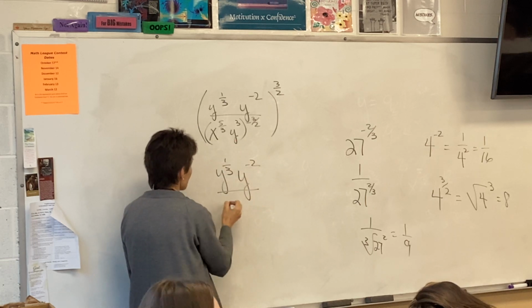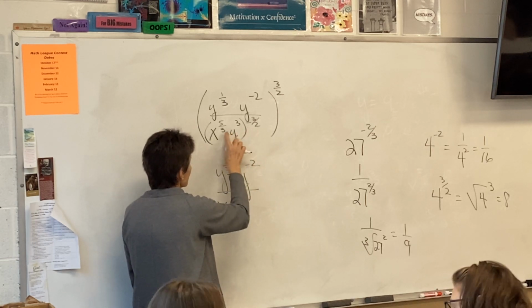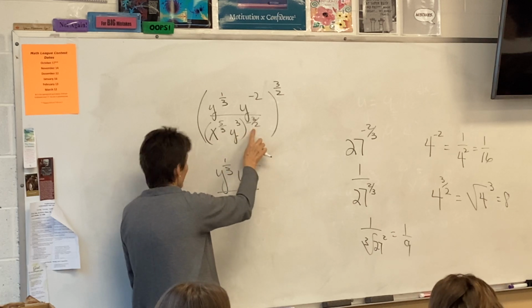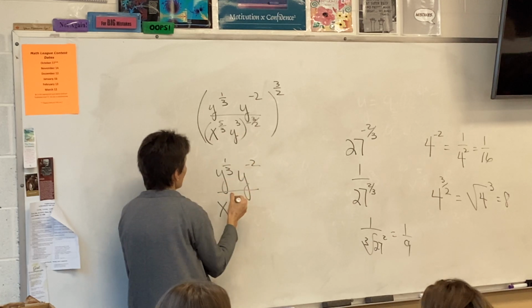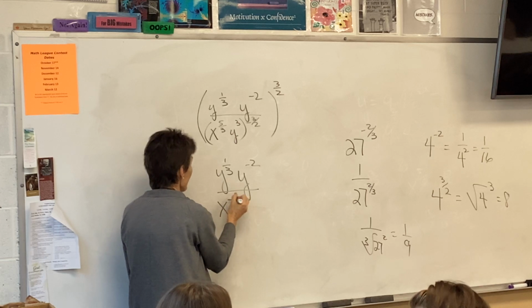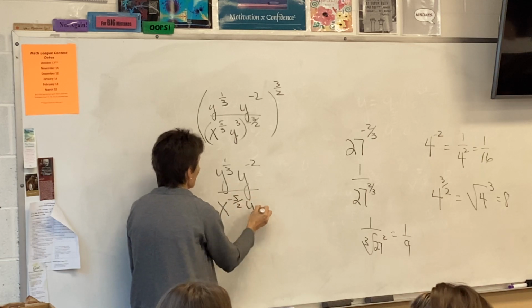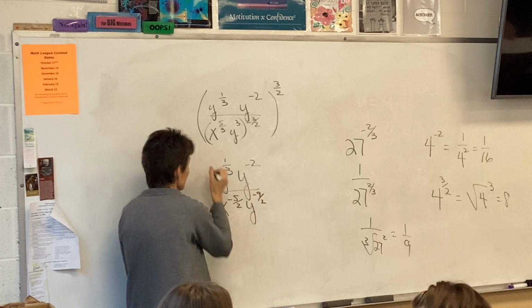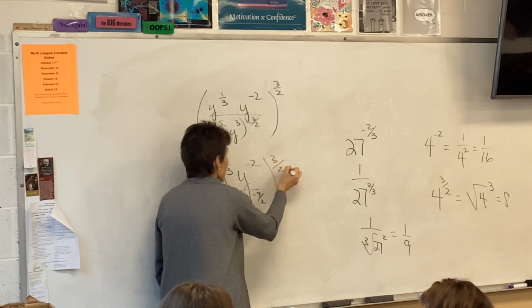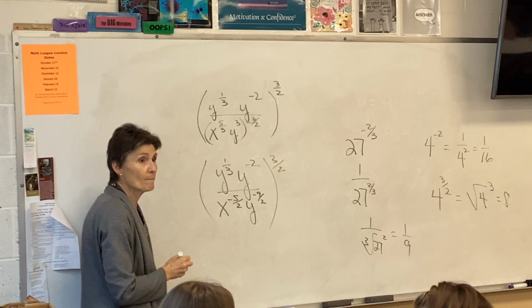So that became x to the what? What do I do with these exponents? You multiply them. Yep, that's a multiply. So that's going to be negative 5 halves. And then y to the negative 9 halves. All right, then what did you do? That looks good so far.